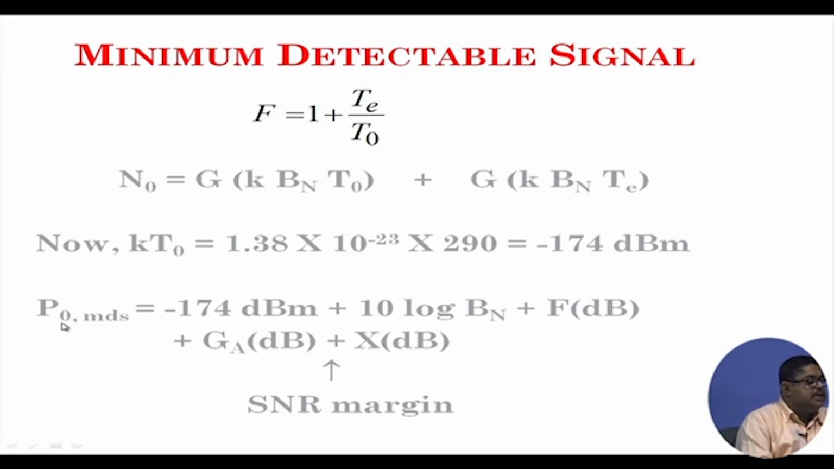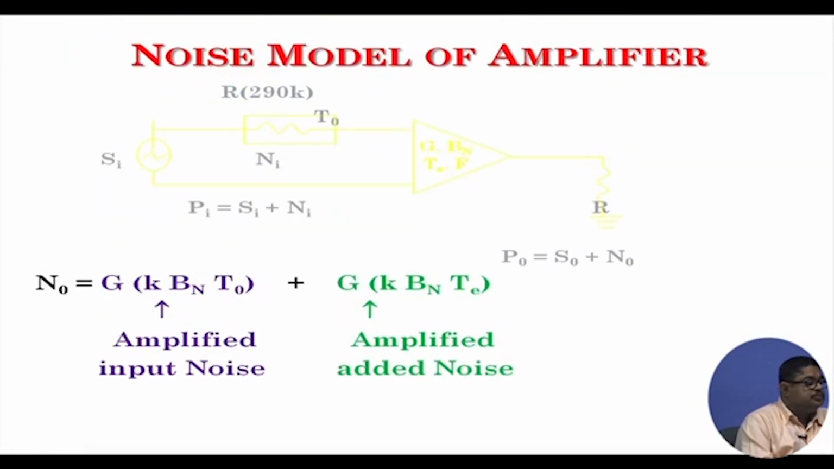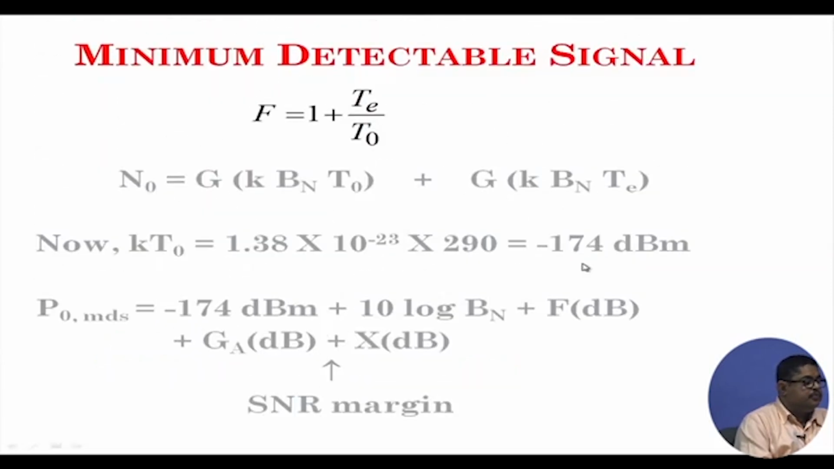So, we can write that output minimum detectable signal expression will be minus 174 dBm plus, you see from that, this PO. So, it is SO plus NO. So, now the minimum value is given by this: PO MDS is minus 174 dBm plus 10 log Bn plus F, the noise figure, plus GA plus X. This is the SNR margin I was talking about above the noise floor.